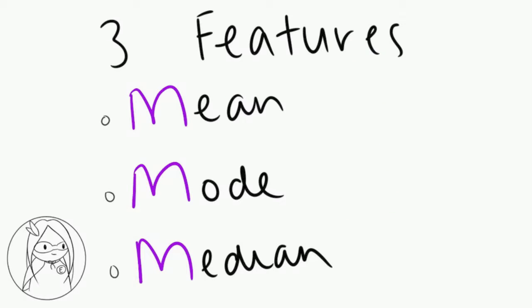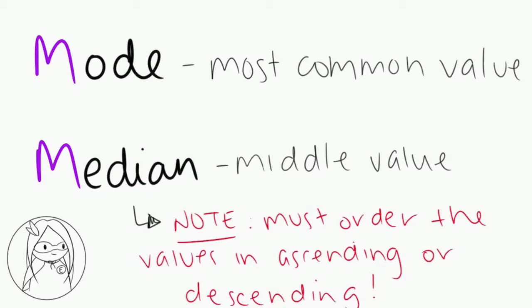The next two features are mode and median. The mode is the most common value in a set. It can be really helpful to find out what the majority of data is. Median is the middle value of the set. But beware, you must order the values in ascending or descending order.